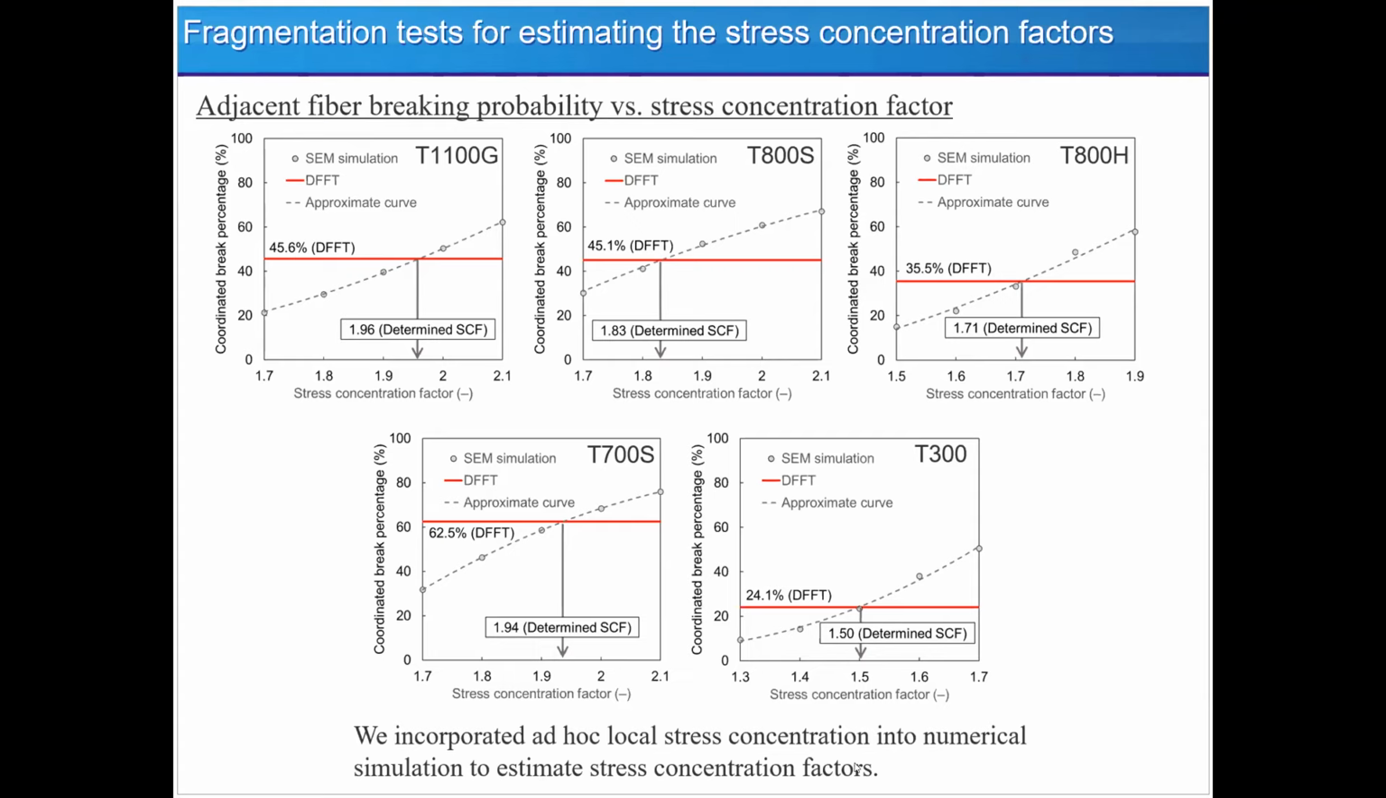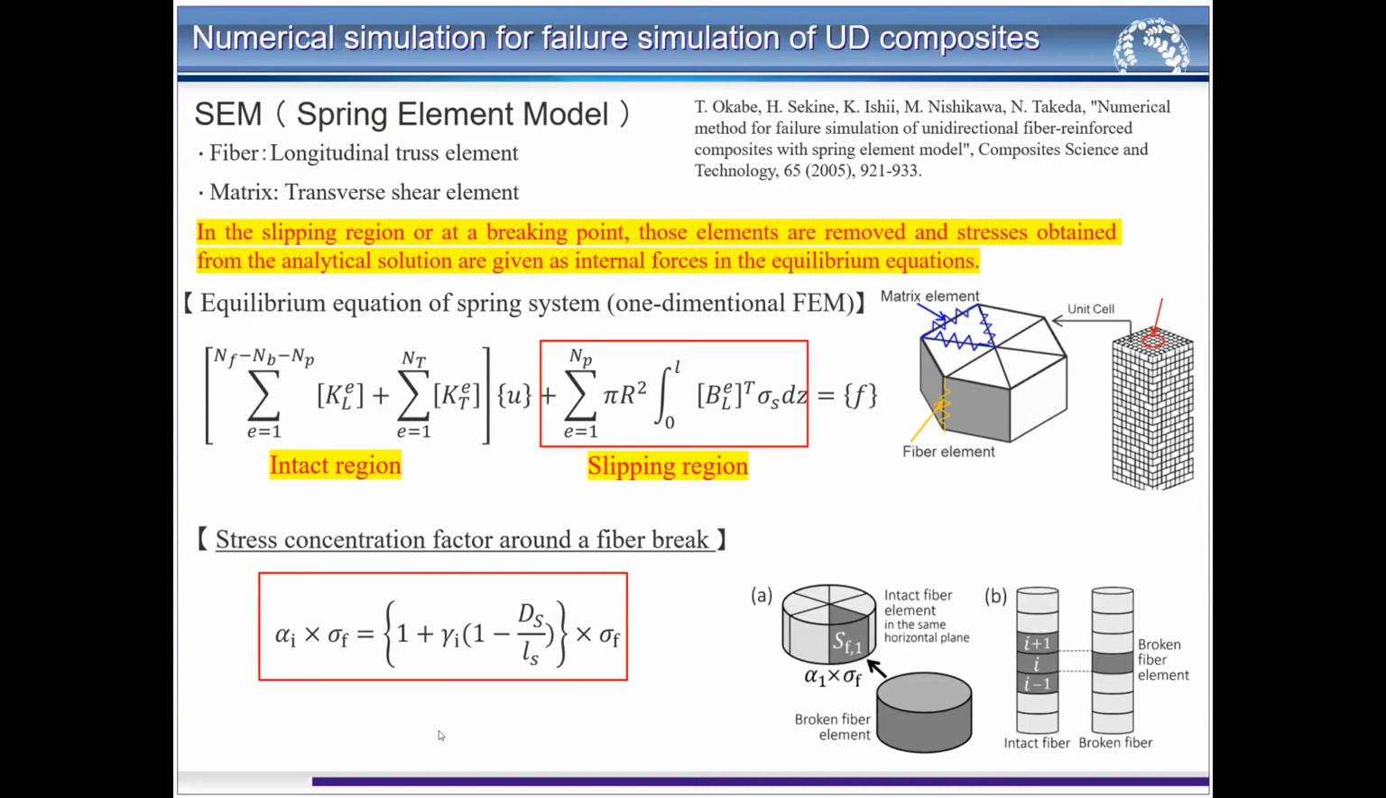You can see that experimentally the estimated stress concentration ranged from 1.5 to 2.0. So then, almost 20 years ago, we proposed the spring element model. This is a kind of one-dimensional finite element analysis, but it successfully linearized the problem by incorporating the nonlinear stress recovery as an internal force to reduce the computational cost. Here, we incorporated the so obtained stress concentration factor in the spring element model.